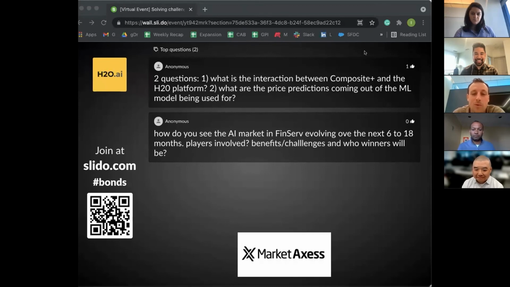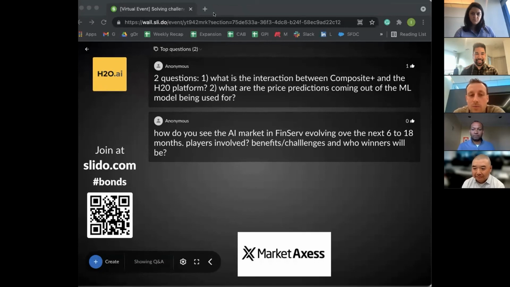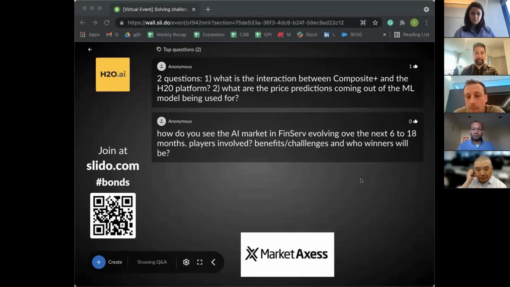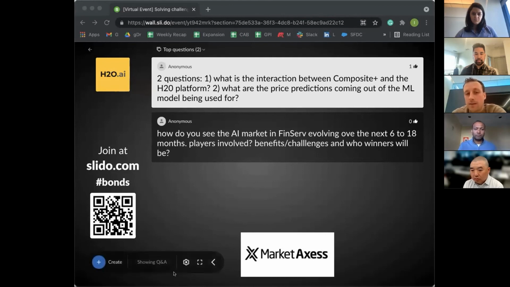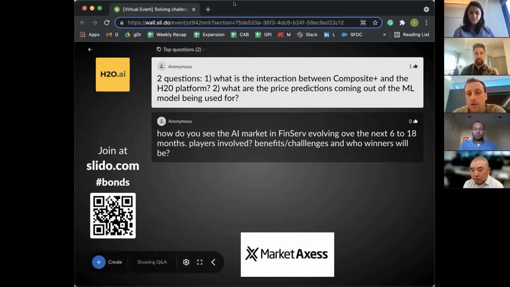So for question one, we use H2O algorithms both on-prem and in the cloud, so we interact with it on both infrastructures. And the price predictions coming out of the machine learning model are used for many different applications: pre-trade, during the trade, and post-trade. Pre-trade is about price discovery and the investment process, being able to make decisions as to what asset to invest in. That's before the trades happen, when all the planning and discovery goes on.